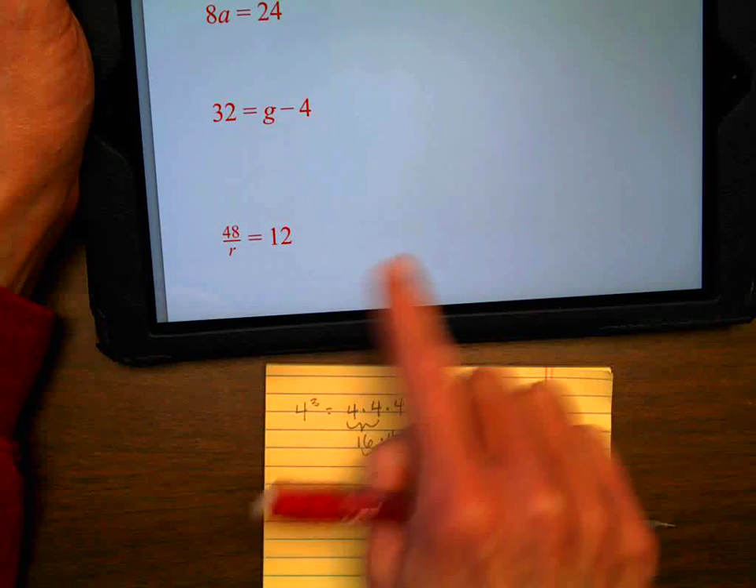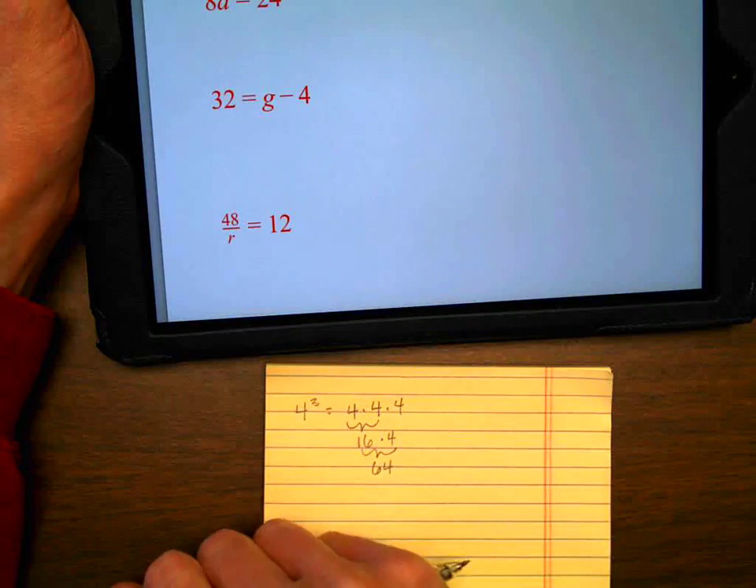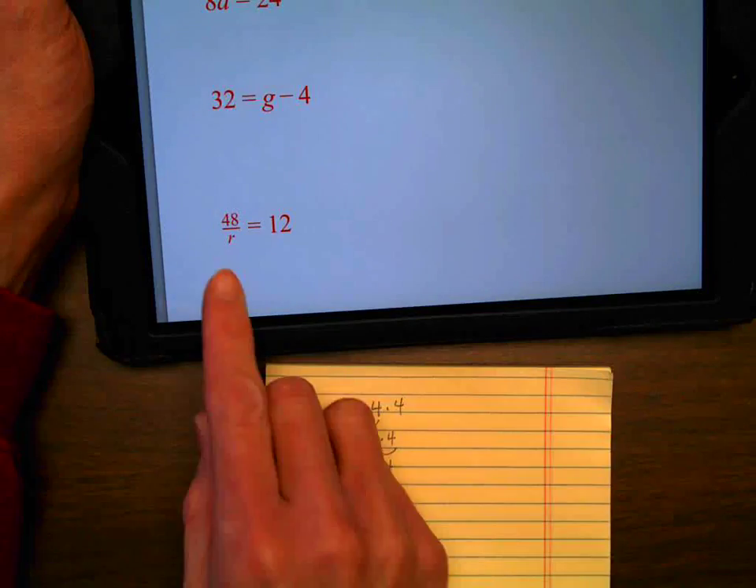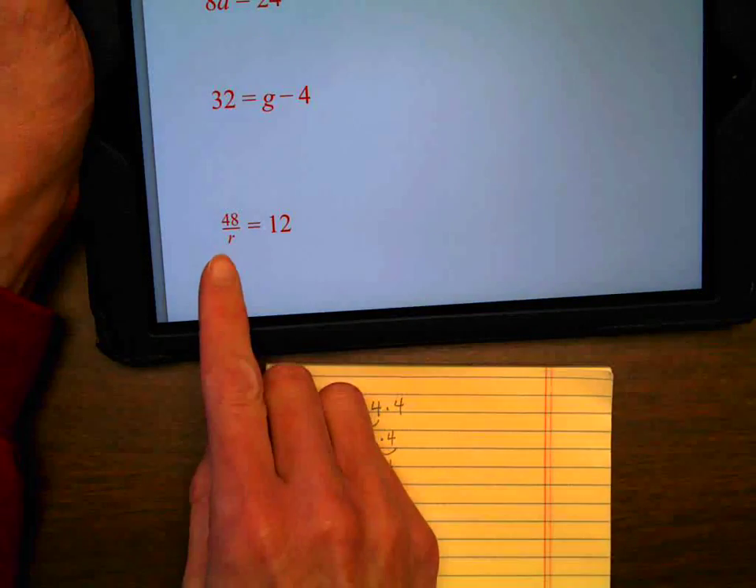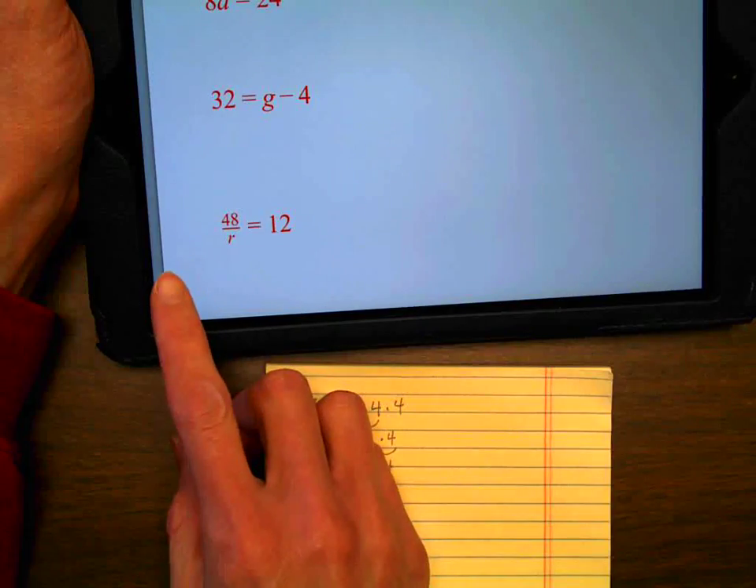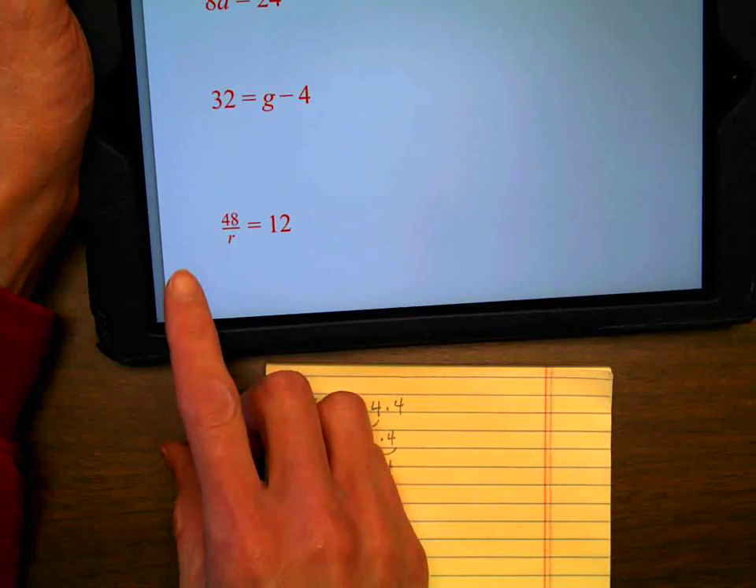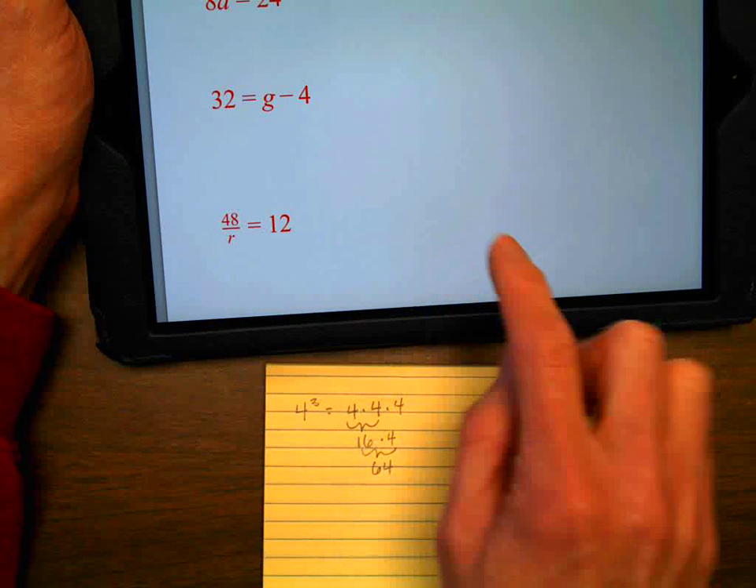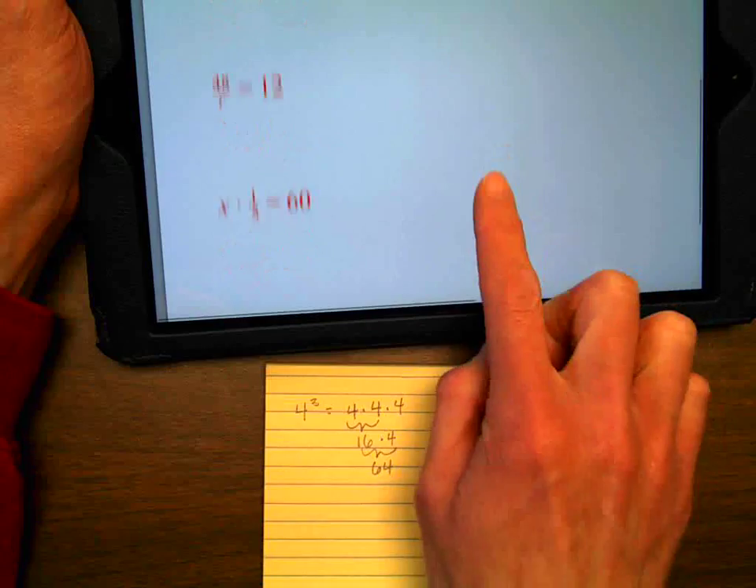All right, we have another one. I'm actually not going to do this one for you because I want you to try it, but I want you to remember the steps. Step 1: identify the variable. Step 2: find out what's happening to the variable, and then figure out a possible solution that makes sense to make the equation true. So you have 48 divided by r equals 12. You're going to do that one for me.